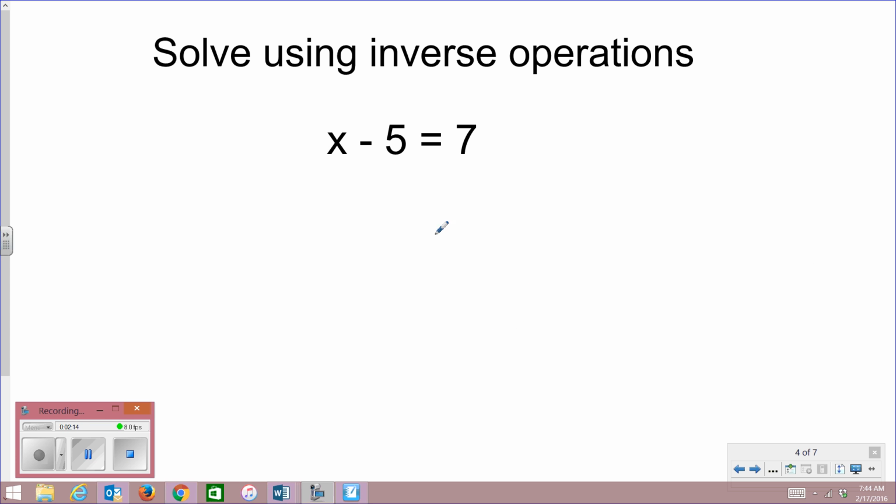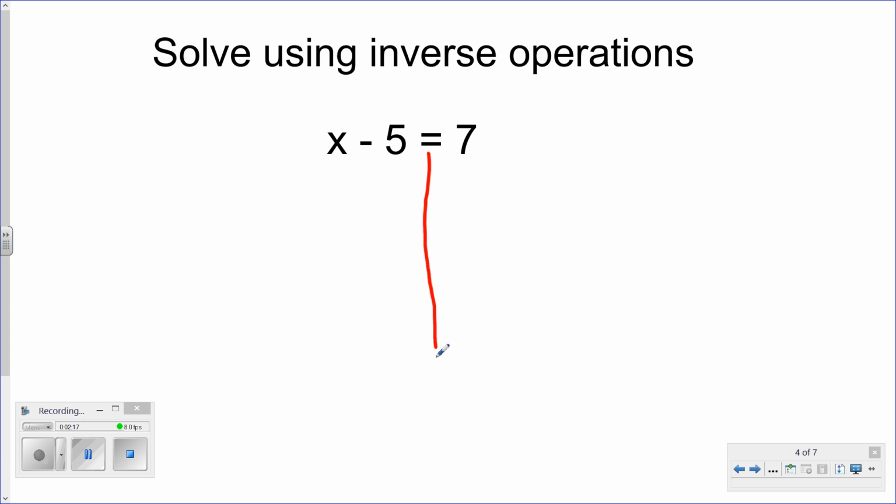Here's a subtraction equation. Let's draw our balance line. One side I have x minus 5. On the other side I have 7. So the opposite or inverse of minus 5 is adding 5. So I'm going to do the opposite so that I can get rid of that minus 5. But to keep things balanced, I want to do the same to both sides to keep my equation balanced. So x equals 12.